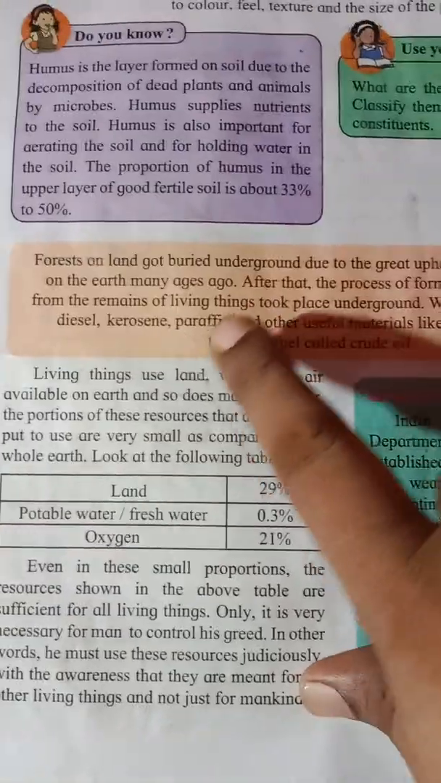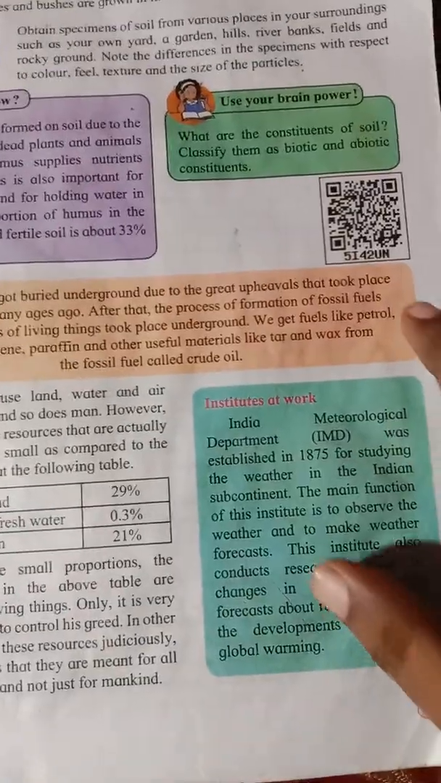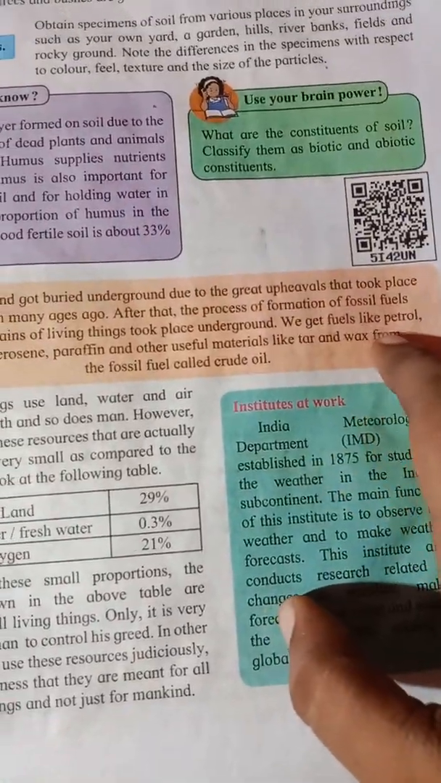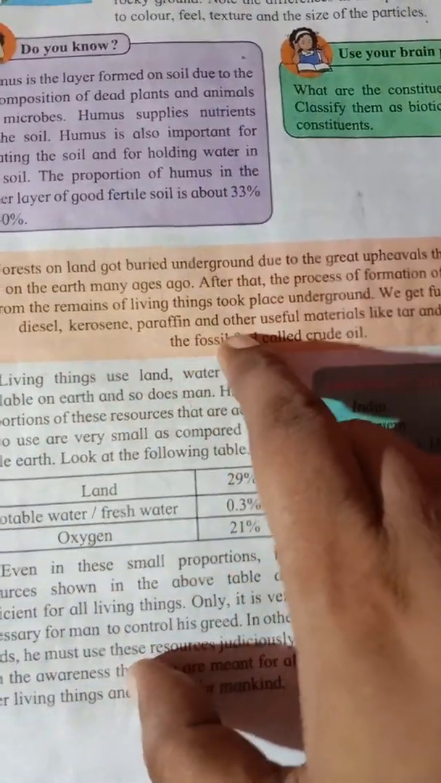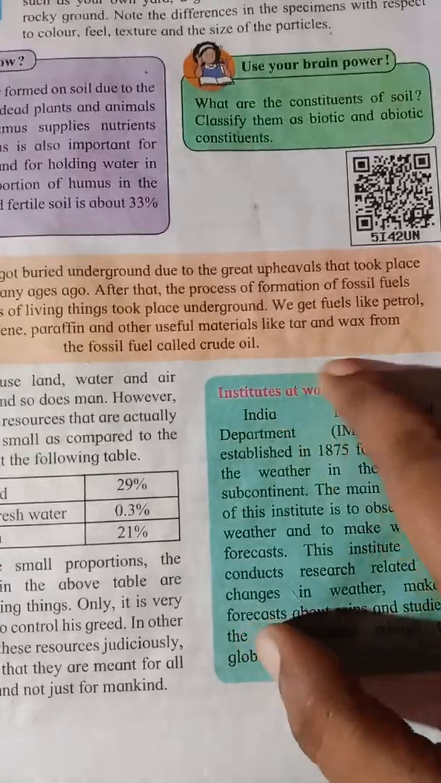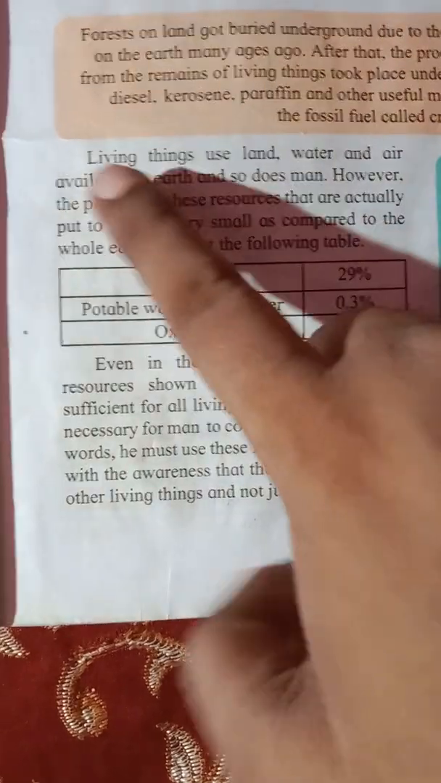Okay, if something gets buried underground, say 100,000 years ago, then what happens? Formation takes place, and fossil fuels are formed. We get fuels like petrol, diesel, kerosene, paraffin, and other useful materials like tar and wax from the fossil fuel, that is called crude oil. That's the last part of your book.